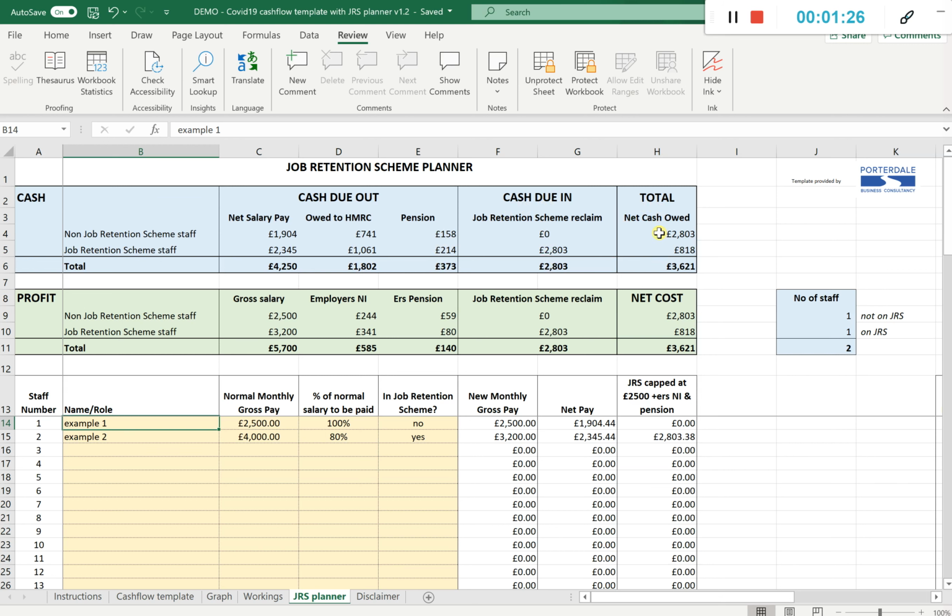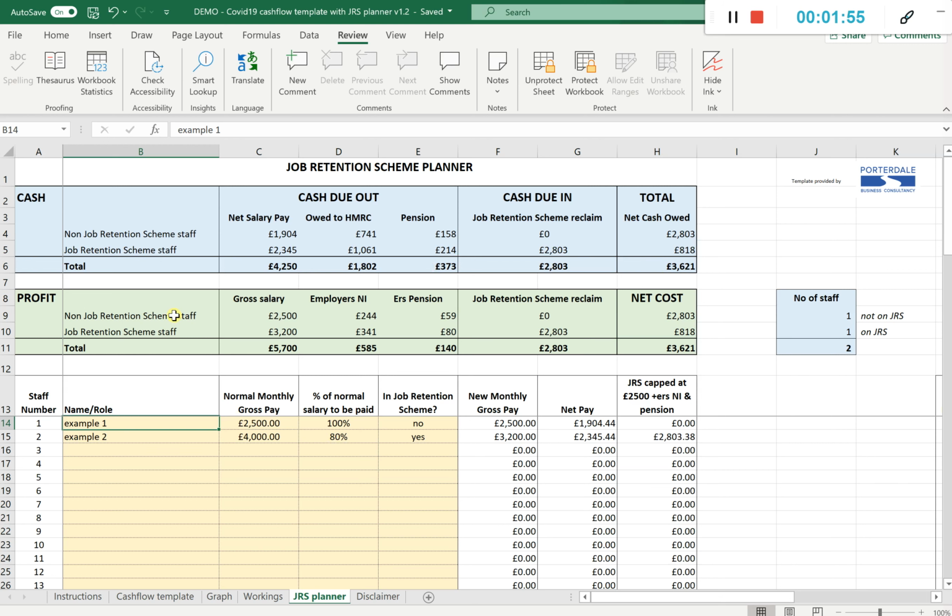Now obviously there's going to be some timing differences, because the net salary is going to be paid to your staff now, the amount owed to HMRC could be deferred by negotiation, and the amounts of the pension will be due now. So the timing of these, that's when we'll show how to feed that through into the cash flow template. What we've also got in the blue is the number of staff that's on the scheme and not on the scheme.